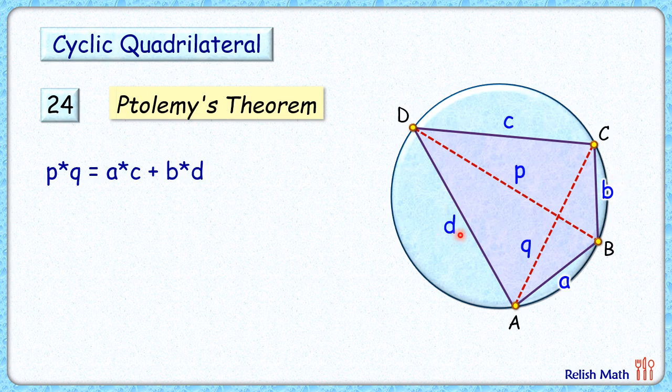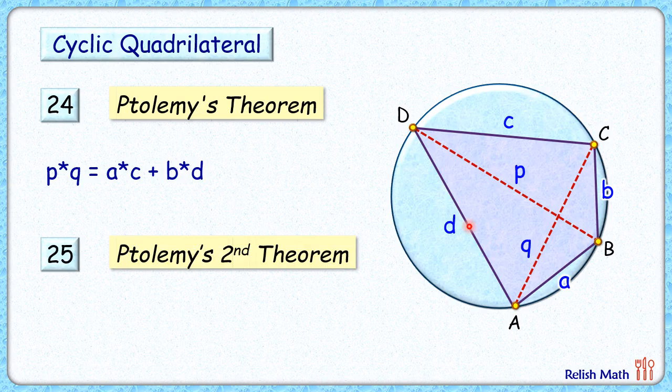There is one more theorem given by Ptolemy called Ptolemy's secant theorem, which gives us the ratio between the diagonal lengths if the side lengths are given. It states P upon Q equals A times D plus B times C, upon A times B plus C times D. Among these two, Ptolemy's first theorem is the one used extensively in solving most of the questions.